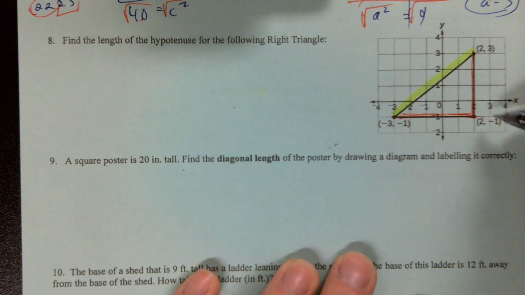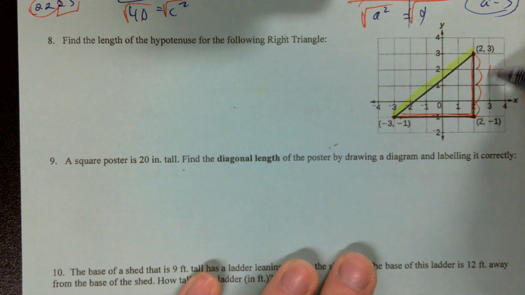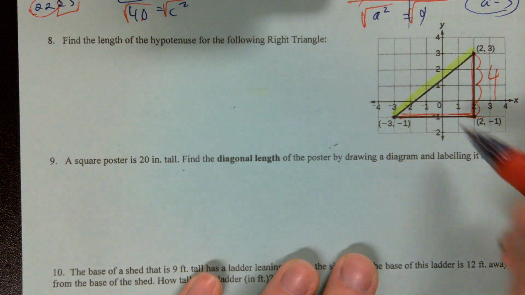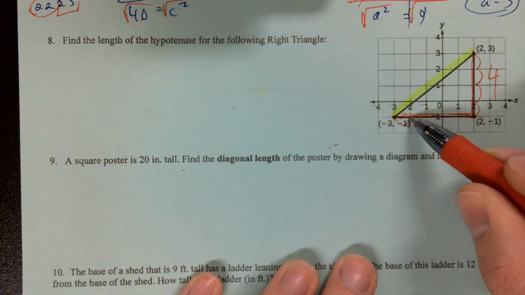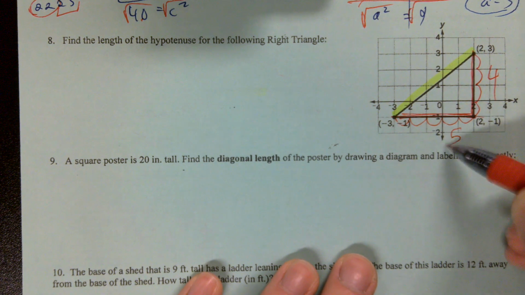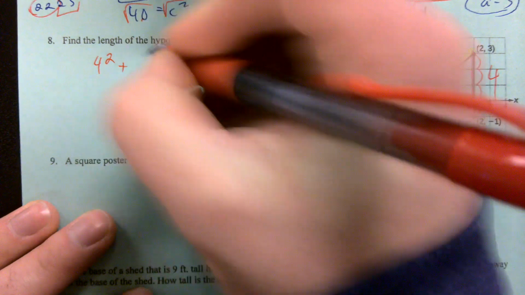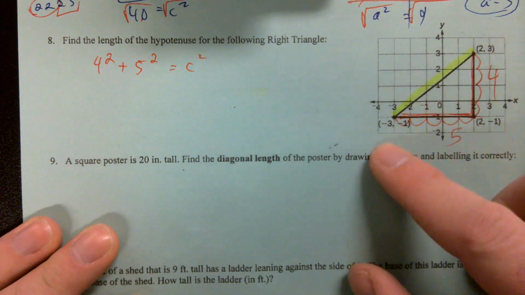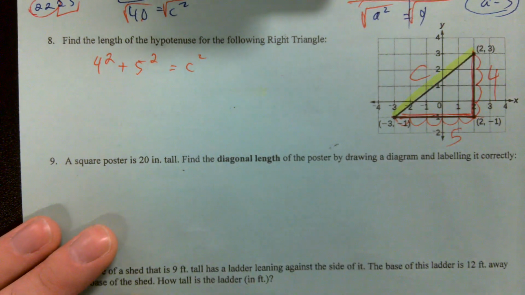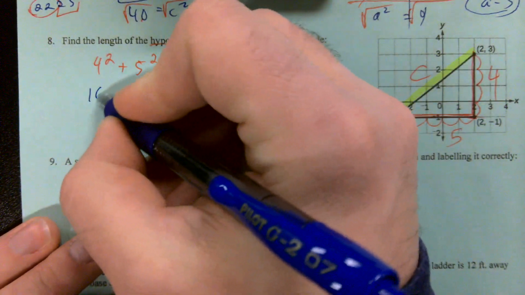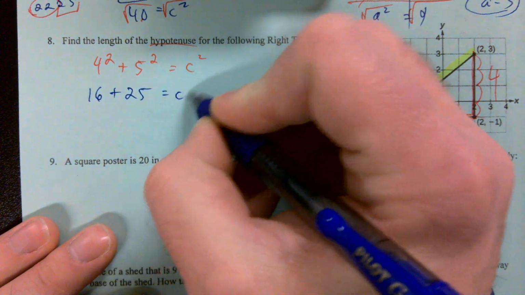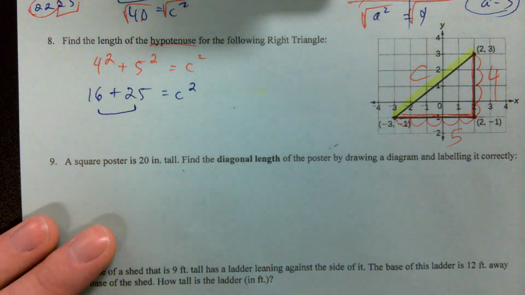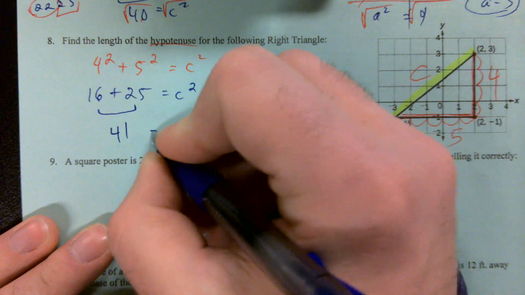My vertical leg is 1, 2, 3, 4 units. My horizontal leg is 1, 2, 3, 4, 5 units. 4 squared plus 5 squared equals c squared. A and b are my legs. c is the hypotenuse that I'm trying to find. 4 squared gives me 16. 5 squared gives me 25. What happens when I add 16 and 25? I get 41.